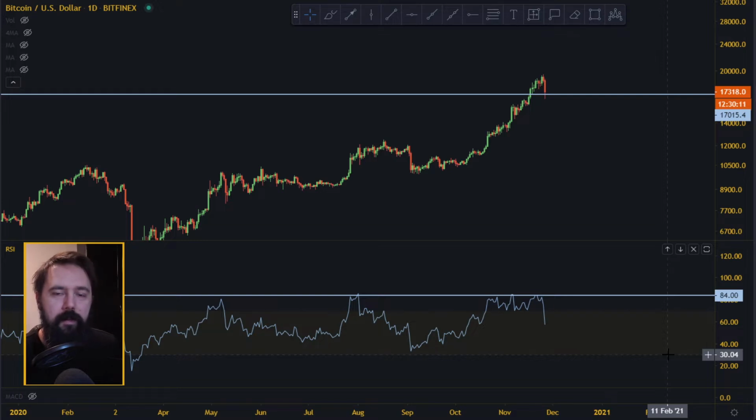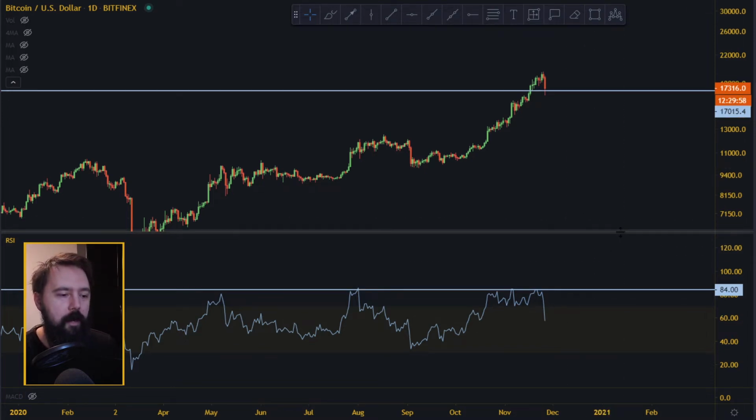Now I want you to take those two terms and just put them out of your vocabulary, because they mean absolutely literally nothing when it comes to RSI. RSI is a relative strength indicator. It just shows you how hard you are pushing something and how far you have to push it more to get to wherever you want to go.